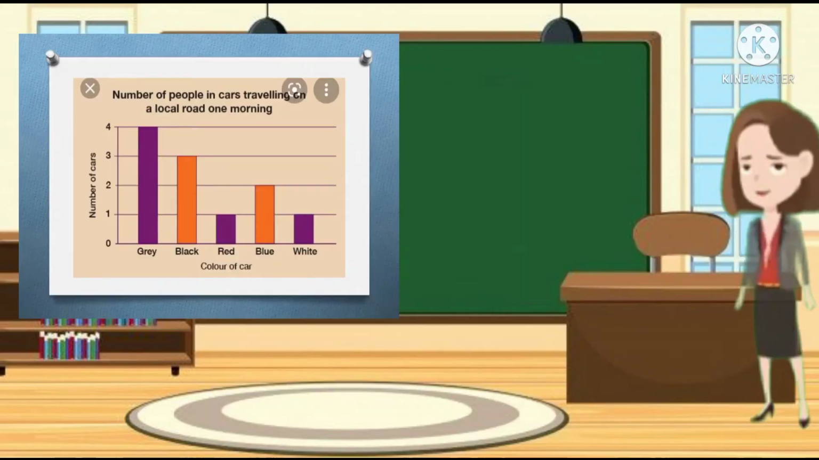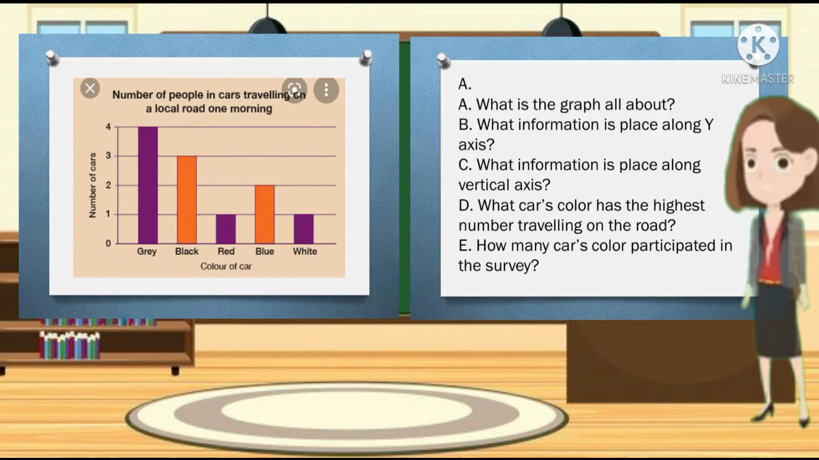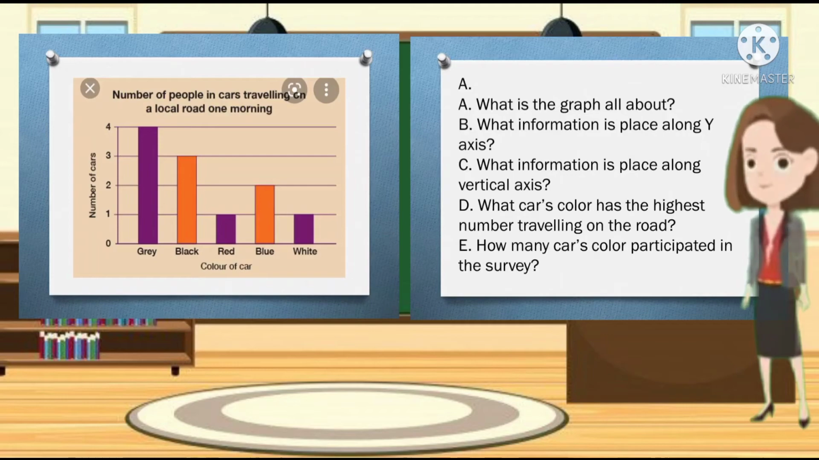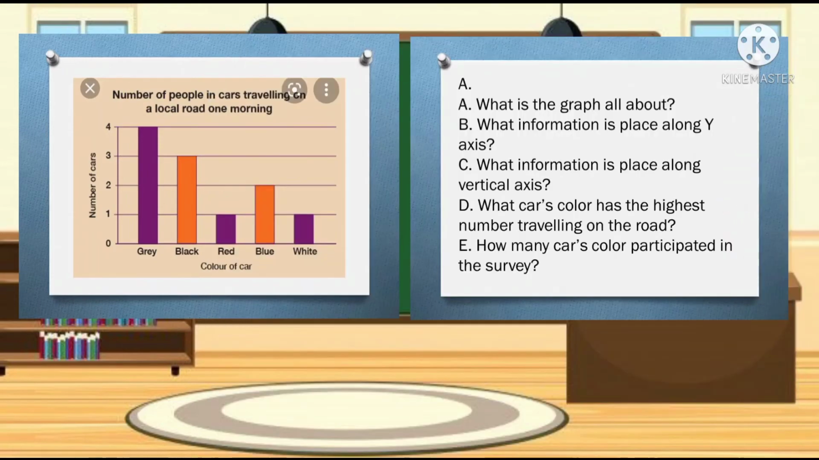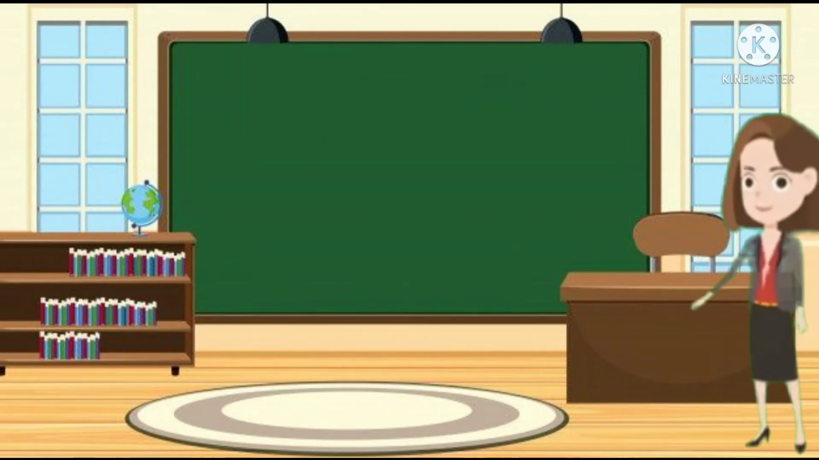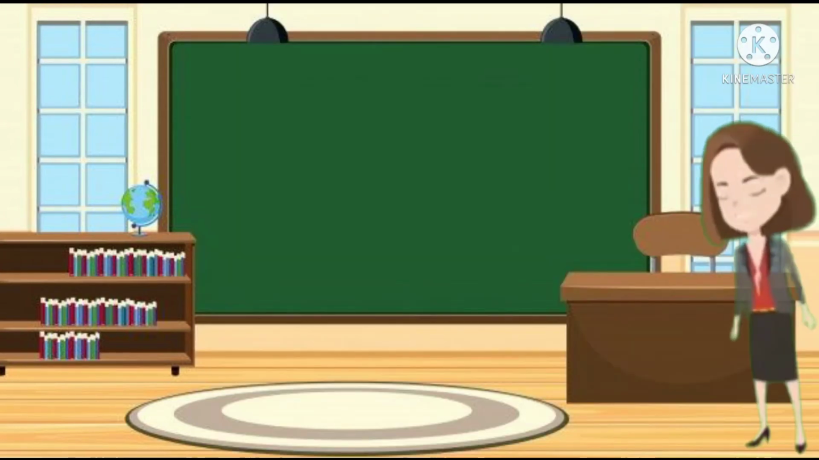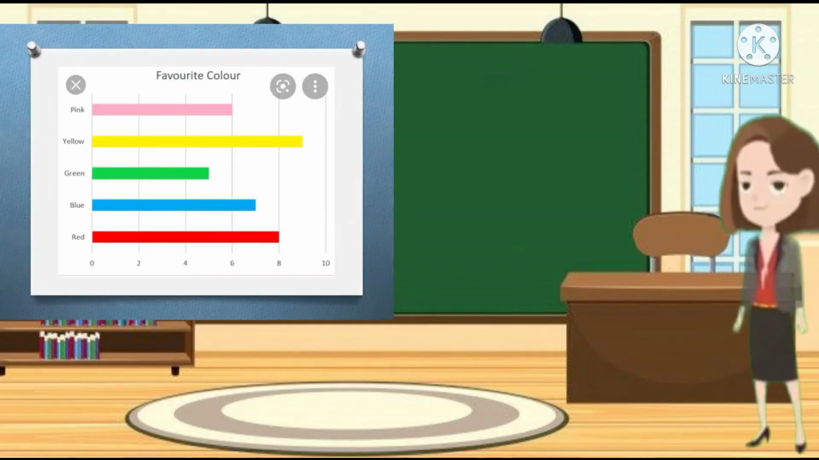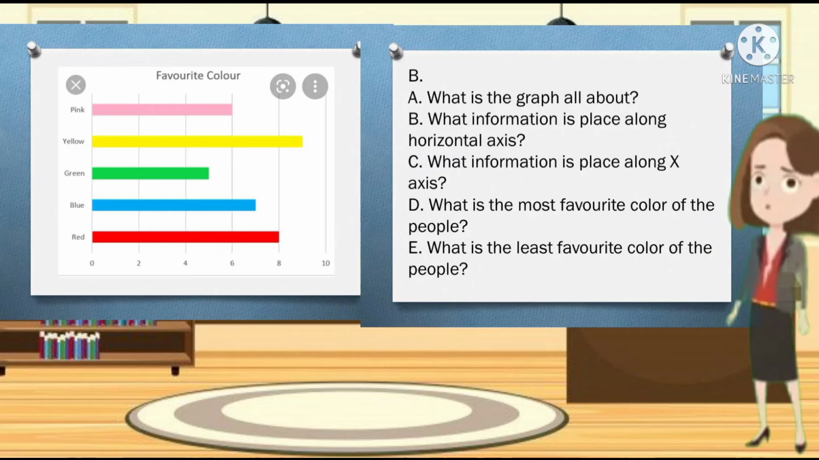For activity number 2, interpret the data presented in the vertical bar graph by answering the following questions. For the horizontal bar graph, interpret the data presented by answering questions 1 to 5.